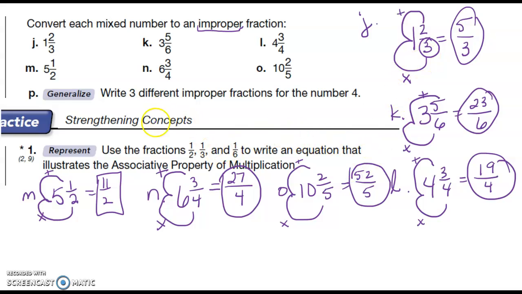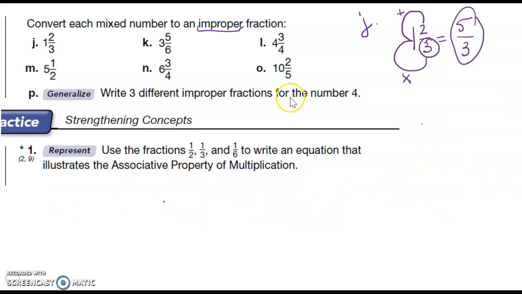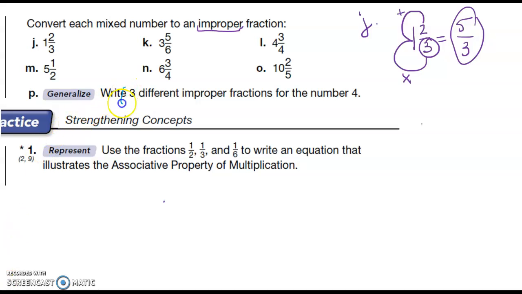Okay. So I'm going to go ahead and erase this. I'm going to pause and erase this. And then when we come back, we'll do P, and then we'll do the first starred problem. So P says write 3 improper fractions. That means the top is going to be larger than the bottom.